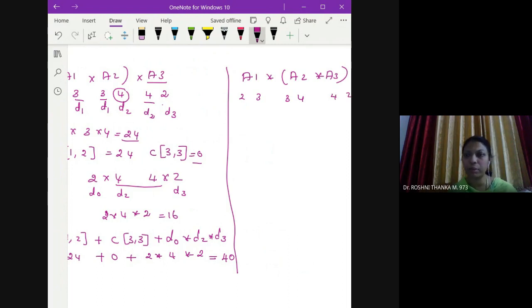First we have to do the multiplication of these two. If I want to find the multiplication of these two, how will I find it? 3 into 4 into 2, as we already discussed, so the answer will be 24. So how will I write this? First I have to write the cost of multiplying which two matrices.